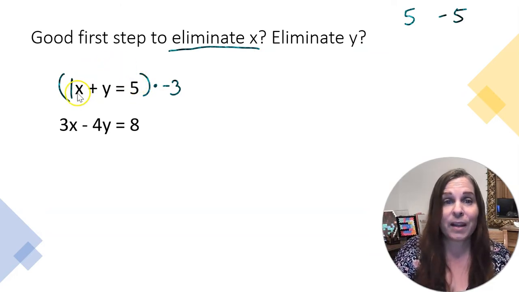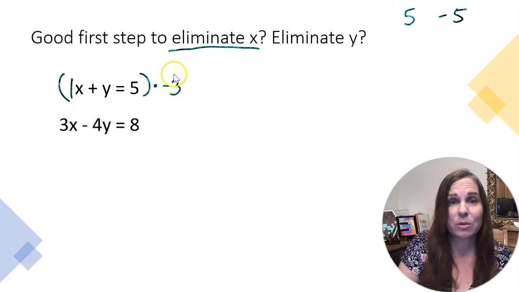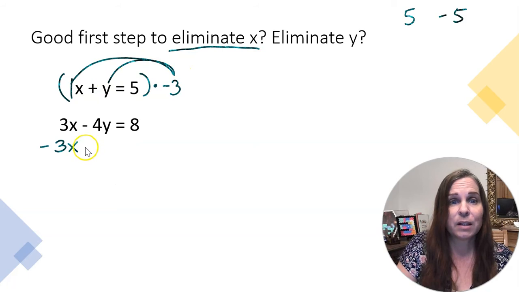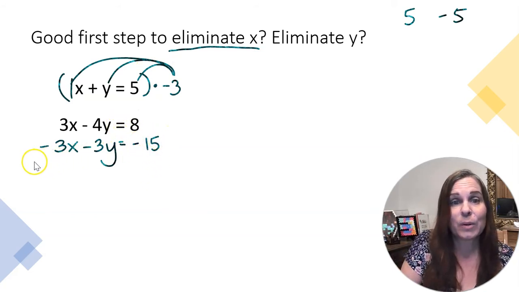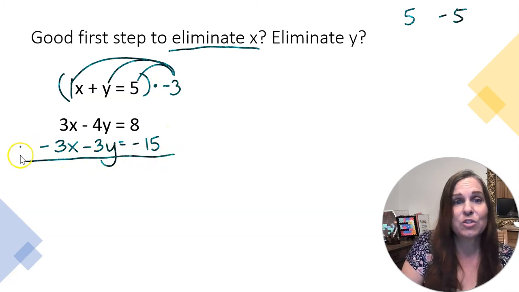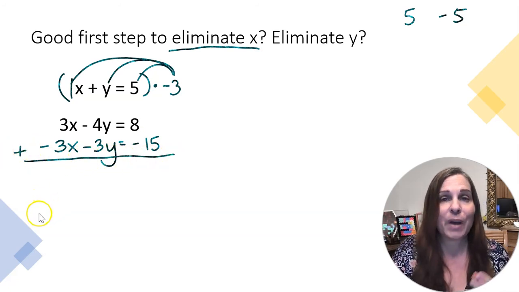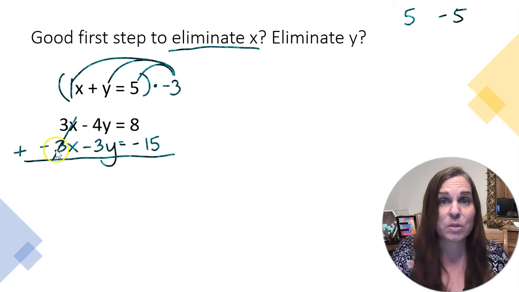So x times -3, so I'm going to do that first, would be -3x. And then y times -3, -3y. And then 5 times -3, -15. So now when I add these two equations together, I've accomplished my goal. I have eliminated x. These two added together equals 0.